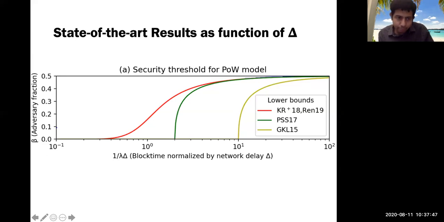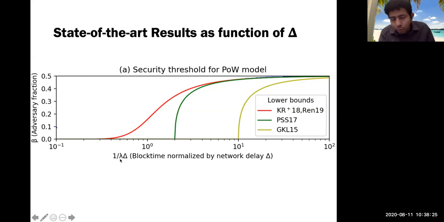So let me explain what I'm plotting. What we are plotting here is the security threshold. What is the security threshold? The security threshold beta is the fraction of adversary power, lambda A by lambda A plus lambda H. It's a fraction: is it 50% or more? That's the adversary fraction. Now, what is the x-axis? The x-axis is the inverse of lambda, where lambda is the total arrival rate, lambda H plus lambda A.